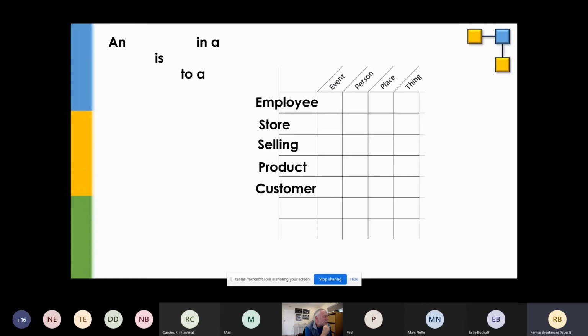And then I'm going to say, you know what? I need your help. Can you tell me if it's something to be categorized as an event, or a person, or a place, or a thing, or maybe something else, or an organization? I say, yeah, sure, why not? Employee, that's a person. Store, place. Selling, event. Product, thing. Customer, person. This is the first artifact within Ensemble logical modeling.